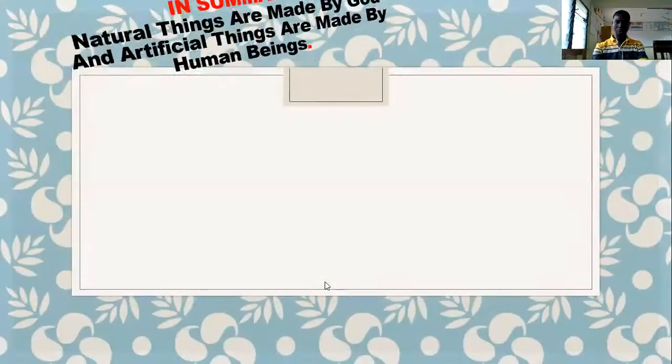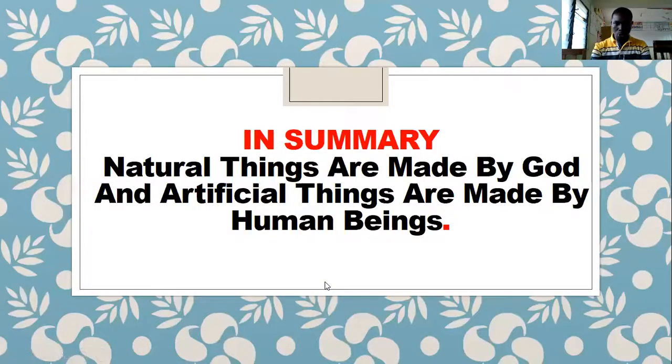Now let's continue. So today we are just looking at both the natural and the artificial. So we shall continue this lesson the next time. So today, what have we learned? In summary, we are talking about God's creation, and we are looking at the natural and artificial environment. In short and in simple, natural things are made by God, and artificial things are made by human beings.